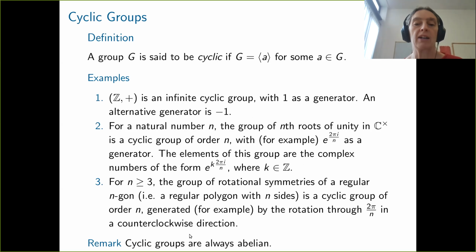An observation, a remark, is that cyclic groups are always abelian, because in a cyclic group, if you take any 2 elements, they're both powers of the same thing, so they're going to commute with each other for that reason. Cyclic groups are always commutative. Their operation is always a commutative operation. So if you see a group that is not abelian, that has elements that don't commute with each other under the operation, then you know for sure that group cannot be cyclic.